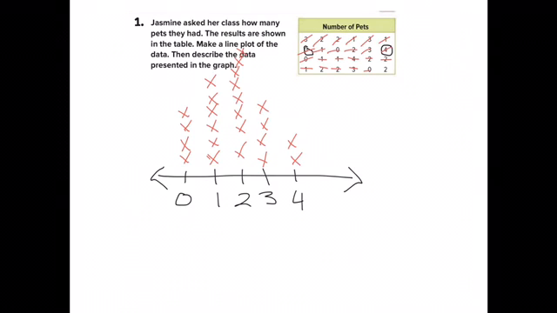Alright, I have finished my line plot. So if yours looks like this, you're in a great place. So the easiest part about this is just making sure that you have all of your numbers represented in the line plot. And one way to describe it is we can just look and see which one has the most X's, and that would be 2, and that tells us that most of the students in Jasmine's class have 2 pets.